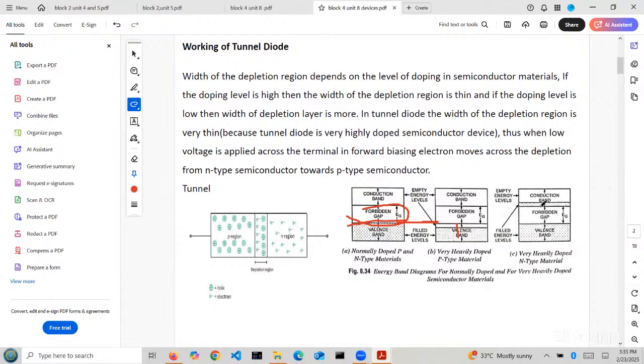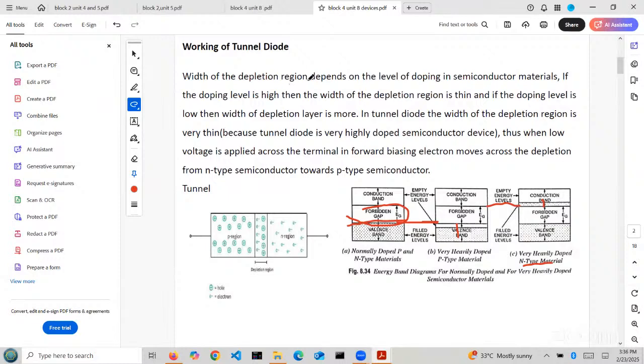Whereas in the N-type material, what happens to the conduction band? Here, the red line represents the conduction band. But for heavy doping, the conduction band of the N-type material moves a little in the upward direction. So here we have three diagrams. The first diagram is the general diagram. The second shows how the P-type material is affected by heavy doping, and how the N-type material is affected. This is the diagram and working of the tunnel diode.